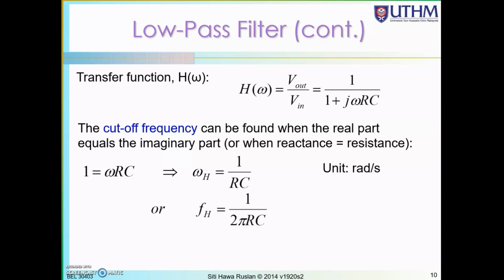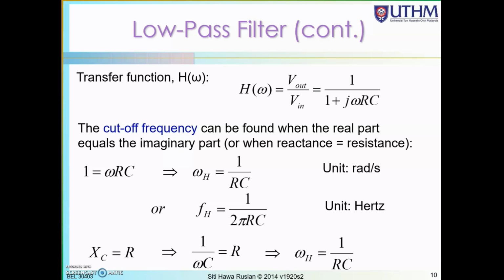And if you want to find the frequency in hertz, fH is 1 over 2 pi RC, because omega is 2 pi f. This is in hertz. And at this cutoff frequency, the value of your reactance is equal to your resistance. So this is the cutoff frequency.